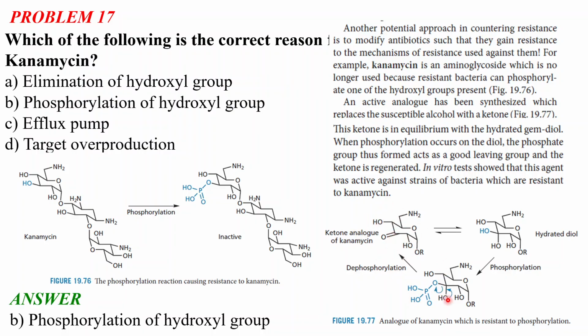So that is why the phosphorylation mechanism cannot create an effect here. It cannot make the drug inactive, and this particular analog of kanamycin, which has a ketone group in place of the hydroxyl, is found to be active against some bacteria which are already resistant to kanamycin. So remember, the mechanism of drug resistance for kanamycin is phosphorylation, and to tackle it you only have to replace the hydroxyl group with a ketone, so that the ketone can form a gem-diol. One hydroxyl will get phosphorylated, but it will also act as a leaving group and regenerate the ketone.